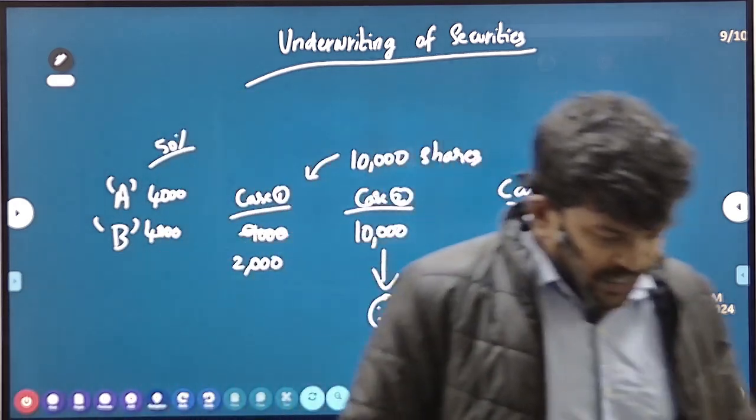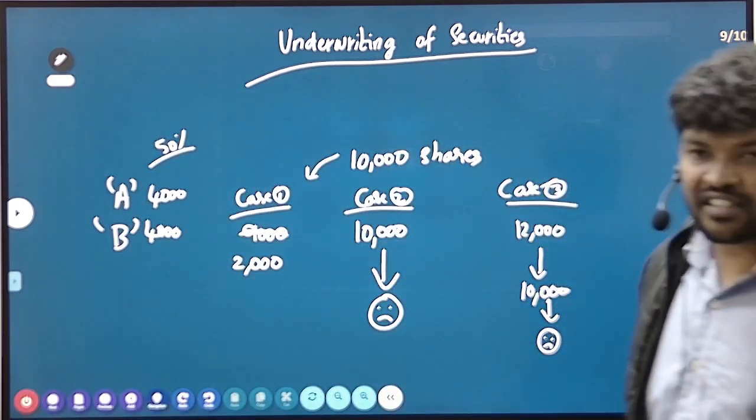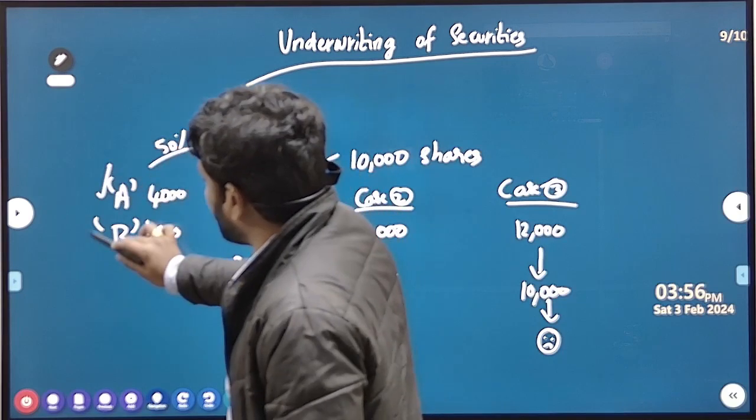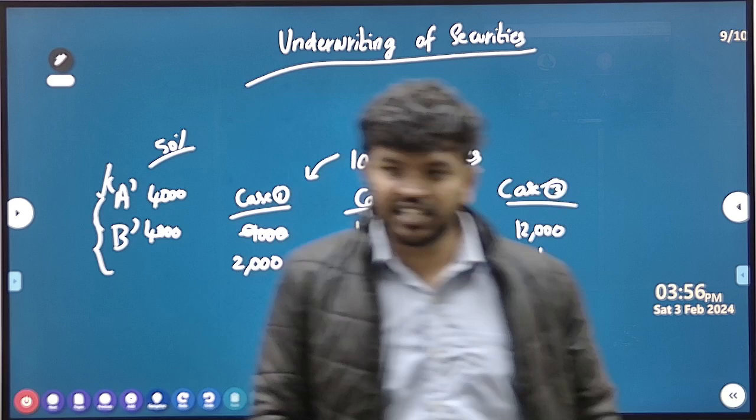Okay. So based on the number of underwriters, this is called single underwriting or multiple underwriting. Okay, second part.